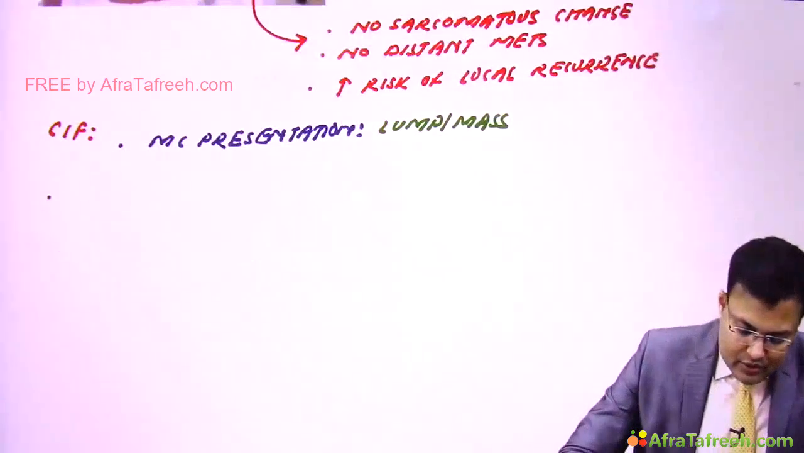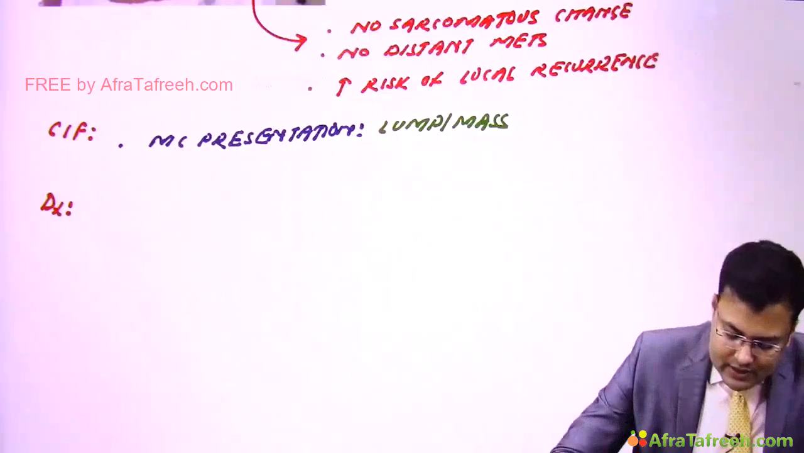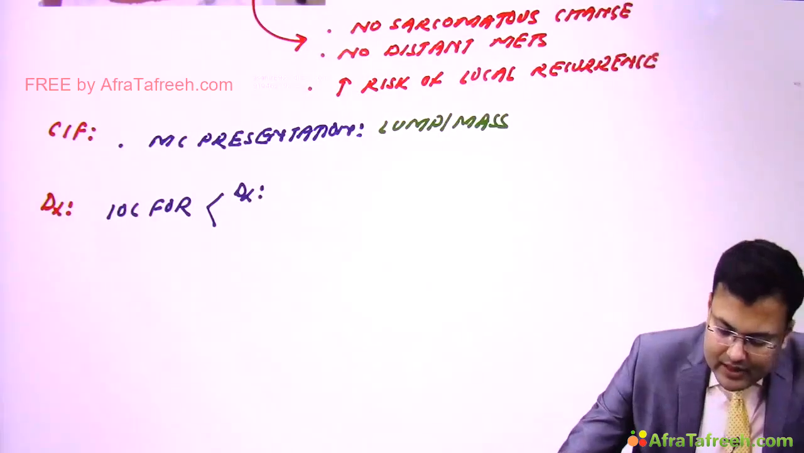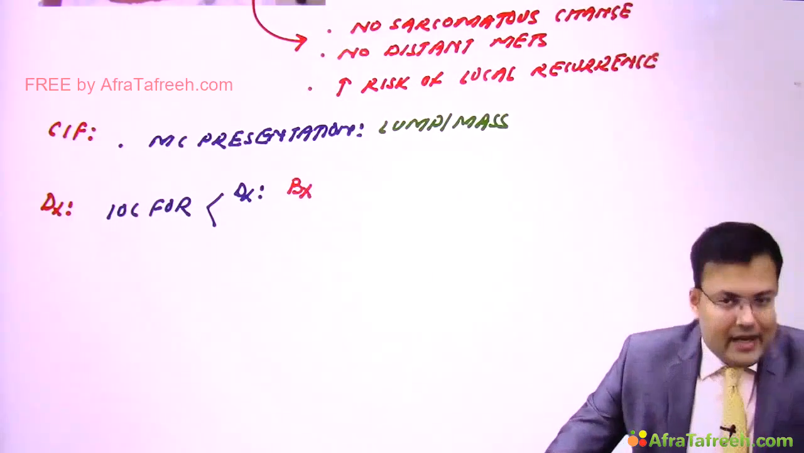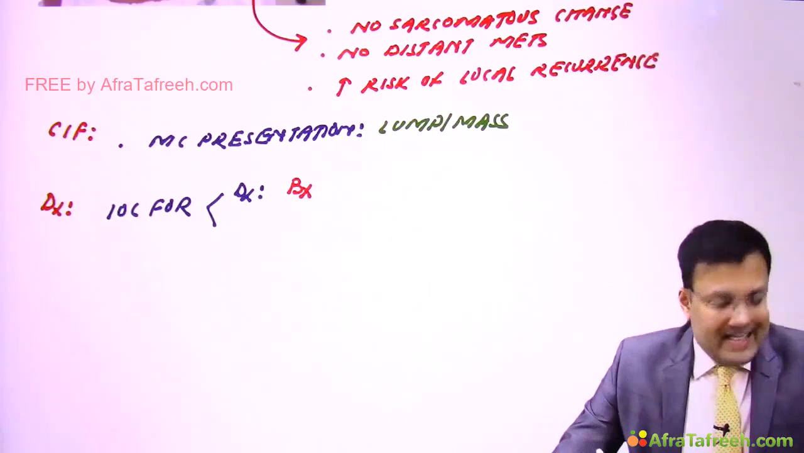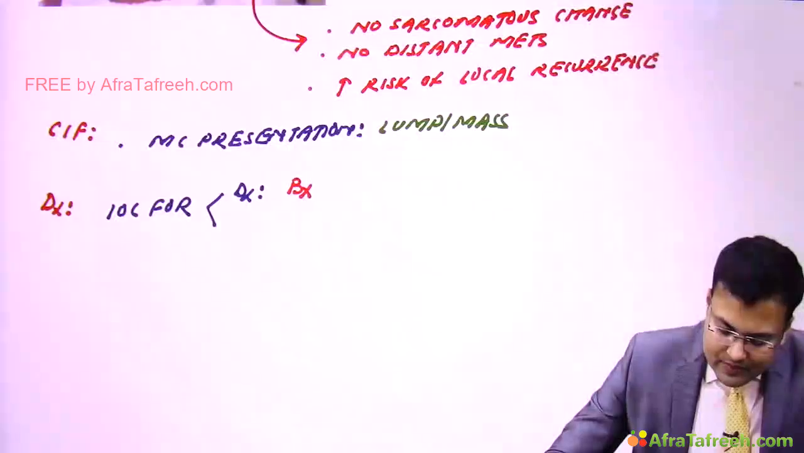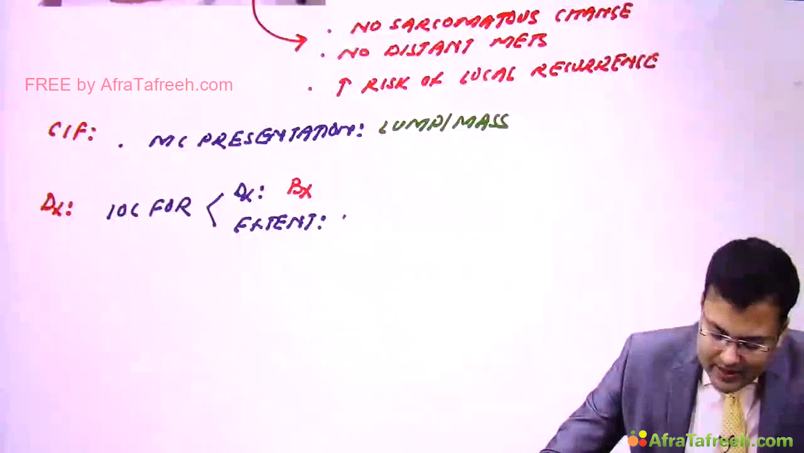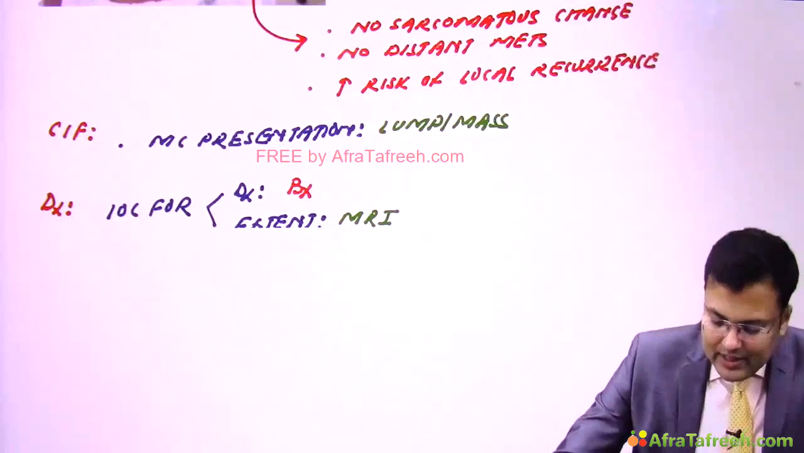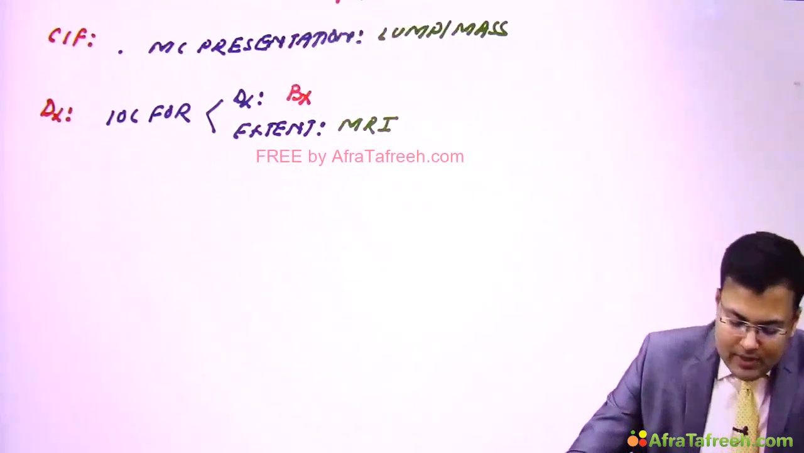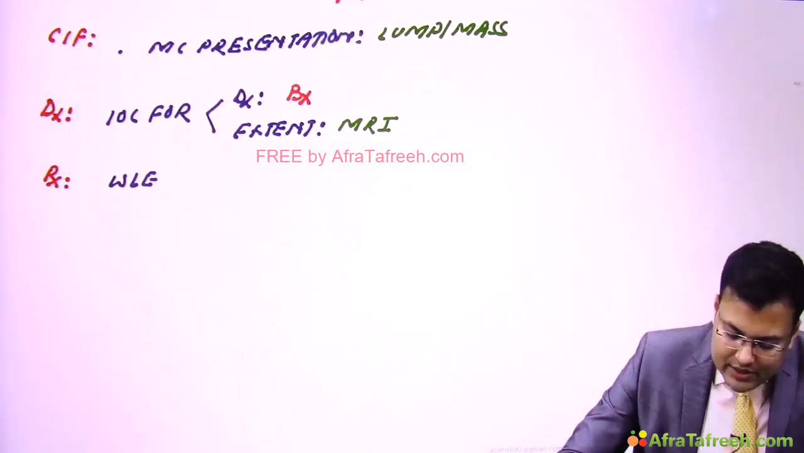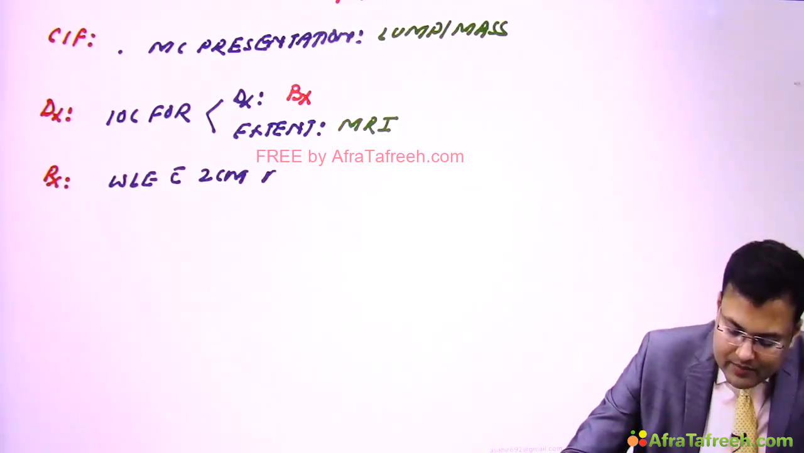Now how are we going to make the diagnosis? It's simple. The investigation of choice for diagnosis is biopsy, and the investigation of choice for assessing the extent is MRI. Simple. And treatment is also like soft tissue sarcoma. So what's the treatment? We go for wide local excision with 2 cm margin.